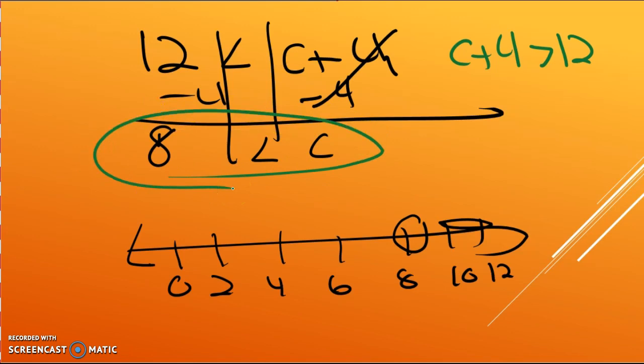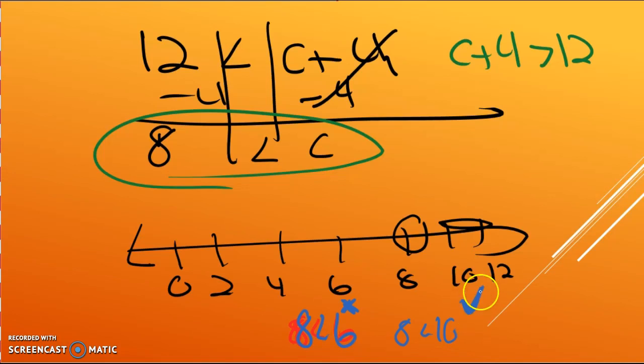So if it says 8 is less than c, I'm going to take a point below 8, a point above 8, and actually plug it in. So let's take 6, for example. 8 is less than 6. So we know that 8 is not less than 6, so we're actually going to put an x there. Okay, now let's try 10. So I have 8 is less than 10. I know that 8 is less than 10, so I know that this side works.